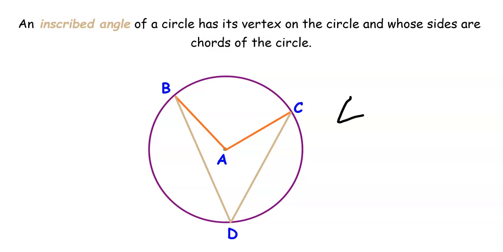So in this case we have angle BDC being an inscribed angle because D is on the circle and BD and DC are both chords. Go ahead, pause the video, write this definition down, draw the diagram so you know what's going on, and then come back when you're ready to move on.